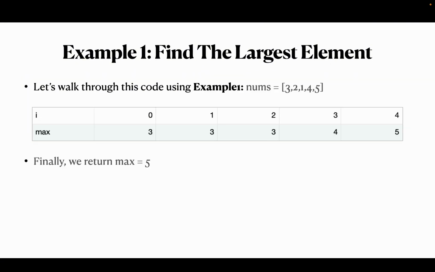Let's walk through this code using example 1. At the beginning, i is at index 0 and the current maximum number is the first element within this array, which is 3. After that, we move the index from 0 to 1, and the current element will be 2, smaller than 3, so we keep max equal to 3. Then we move i from 1 to 2. The current element will be 1. Since 1 is smaller than 3, we still keep max equal to 3.